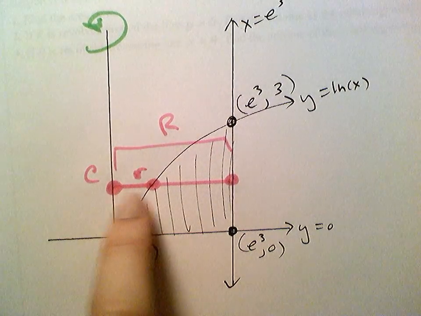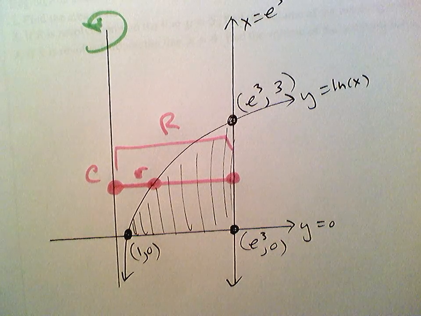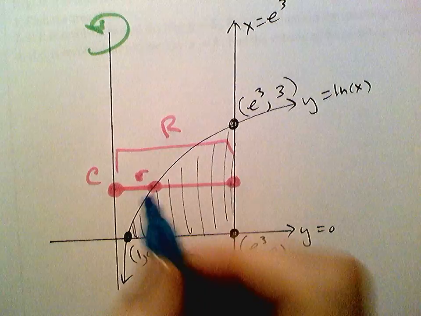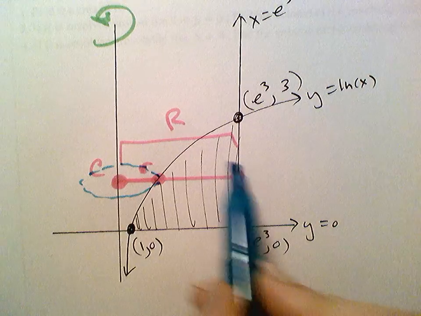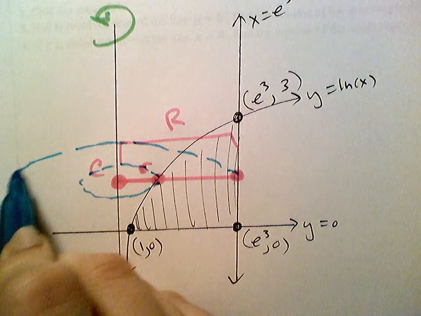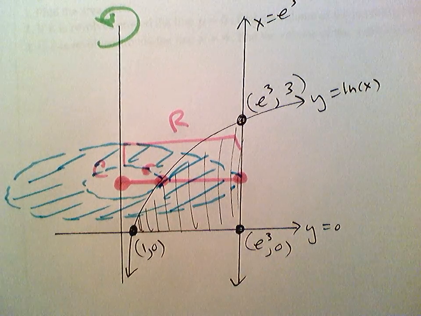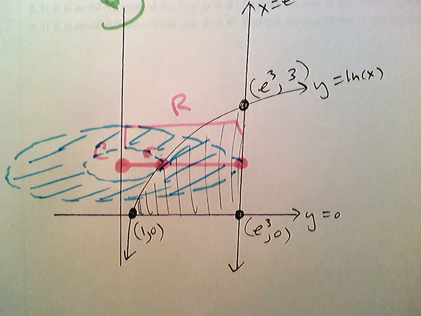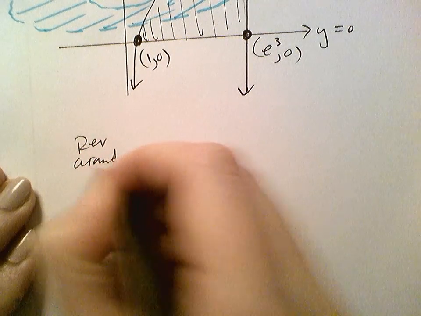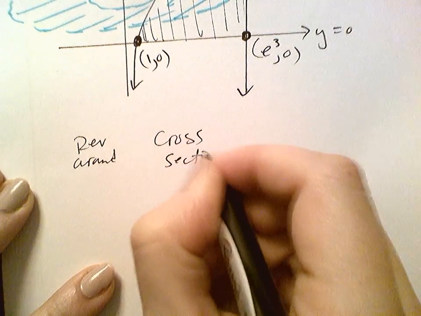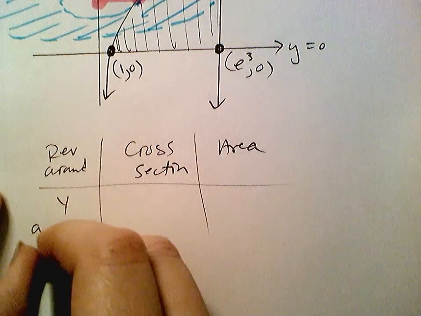Okay, so little r, big R. I know that this is going to be a washer because there is some empty space between my center of rotation and where the region begins. So when I revolve this part, I'll get this empty part, and when I revolve the rest of it, you'll get that washer. Okay, so let me do my chart. It's revolving around the y-axis.